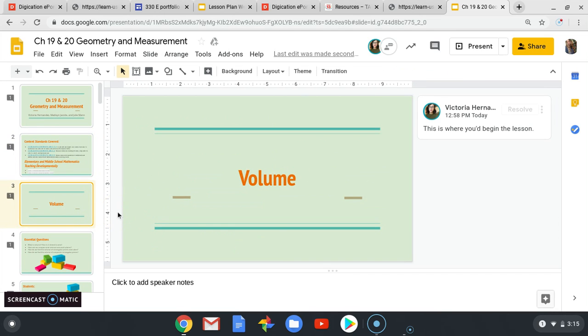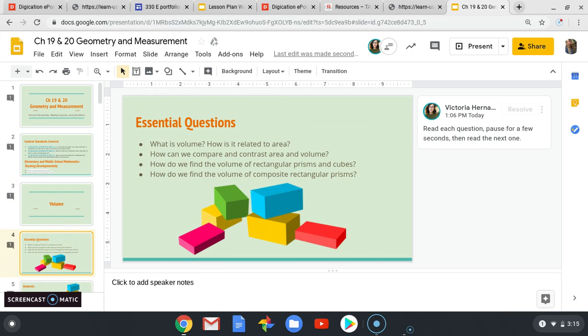So now, class, today we will be learning about volume. Some essential questions we will answer in this lesson today in math are: what is volume? How is it related to area? How can we compare and contrast area and volume? How do we find the volume of a rectangular prism and cube? How do we find the volume of composite rectangular prisms? So these are the essential questions that we will learn today in the lesson.